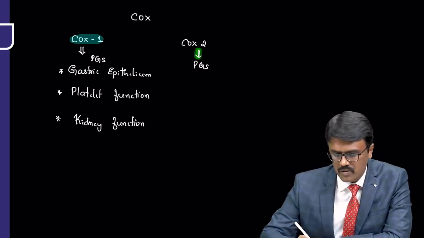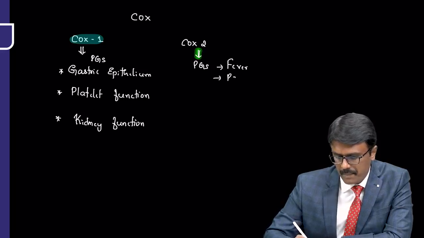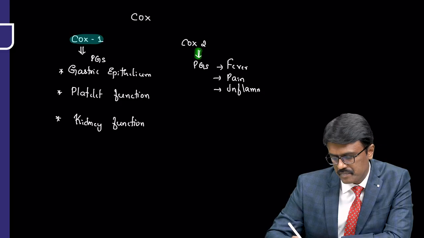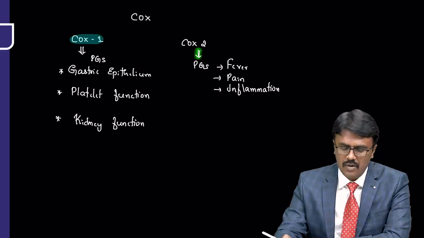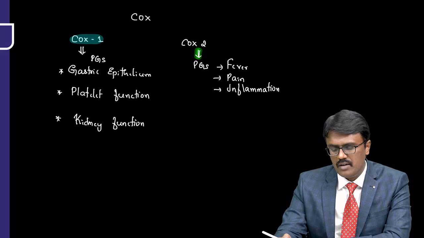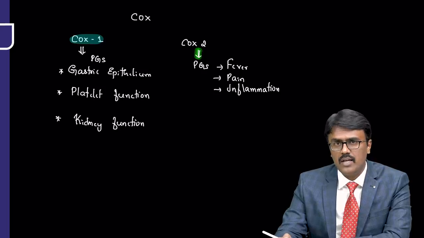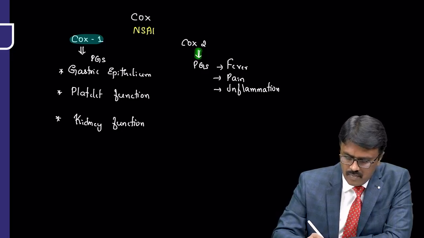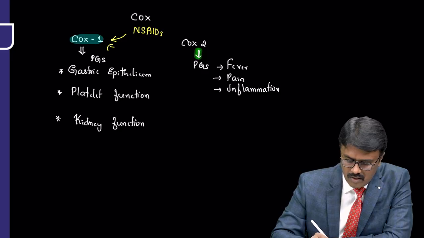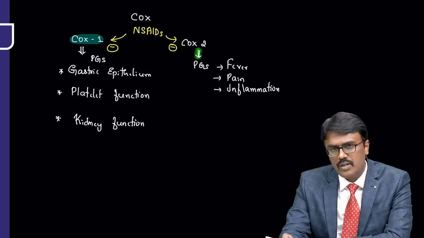But COX-2 produces prostaglandins which are responsible, as I told earlier, for fever, pain, and inflammation. So fever, pain, and inflammation, COX-2. If I want to stop the fever, treat the pain, and stop the inflammation, what should I inhibit? Obviously, it looks like COX-2. But when we discovered NSAIDs, they block both COX-1 as well as COX-2. They were not selective for one or the other, they were blocking both.